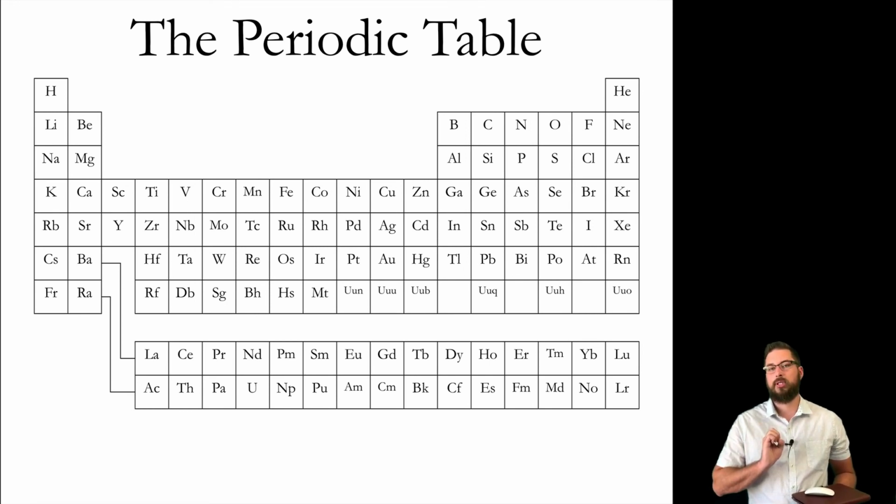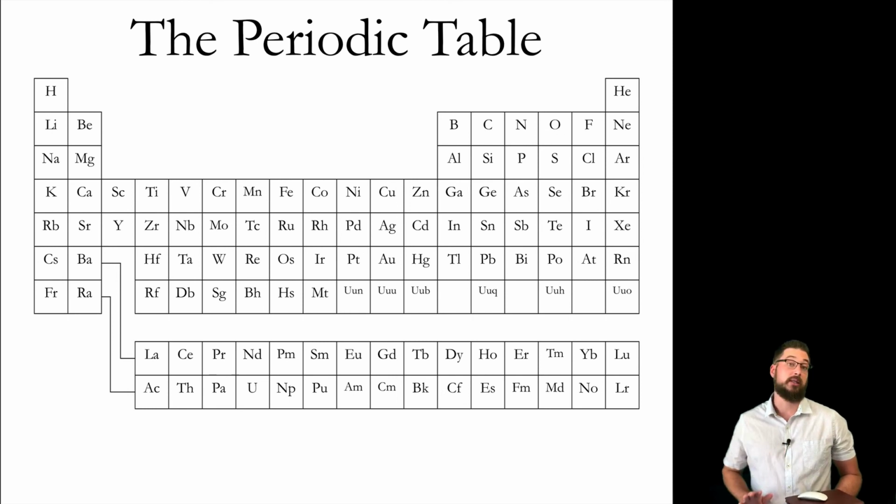Again, there's really 4 types of orbitals. We have s orbitals, p orbitals, d orbitals, and f orbitals. And just remember the different blocks. So we have the s block, the p block, the d block, and the f block. So those 4 blocks.